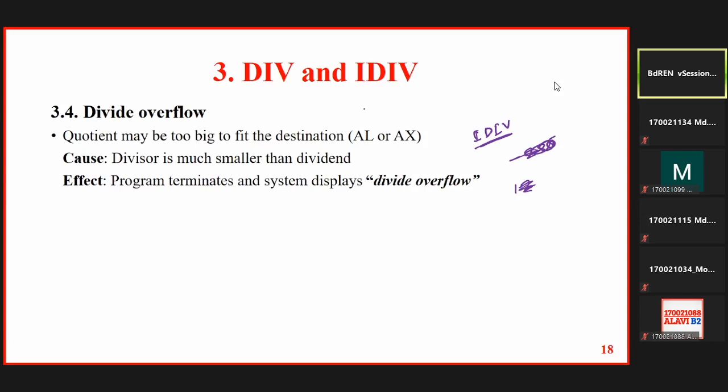We have the destinations al and ax. So the result will be in either al, in which case the remainder will be in ah, or in ax, in which case the remainder will be in dx. So the result will be 8-bit or 16-bit. If it goes beyond that limit, then the divide overflow will occur, and the program will terminate. We'll see a few examples after this.